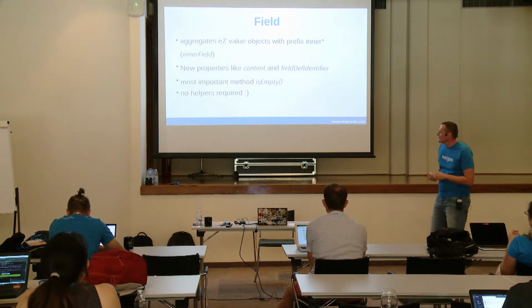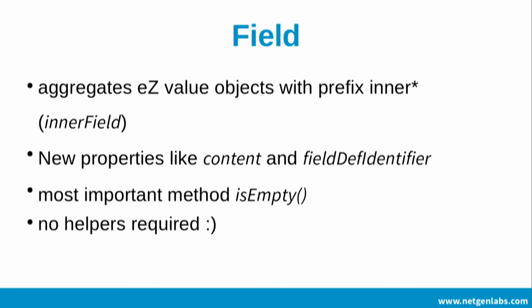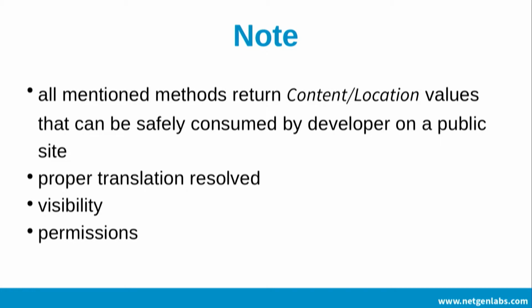And one astonishing method is isEmpty. You'll use this all the time. Basically, this is the base function, the Site API function, because of isEmpty. Before, you had to use the field helper to check if the field is empty. So much work to do just a simple thing. So no helpers required anymore.